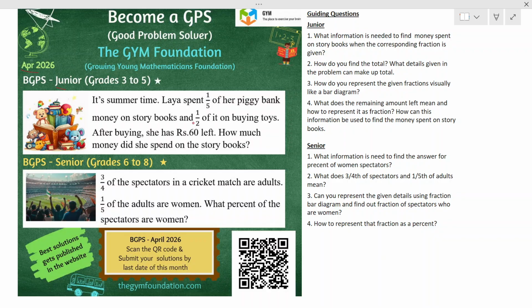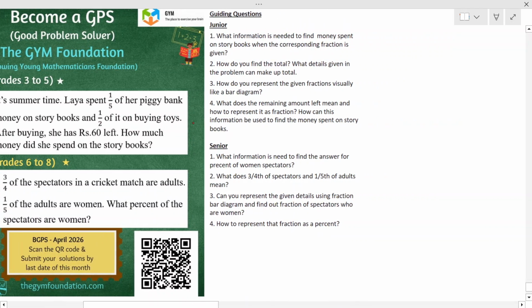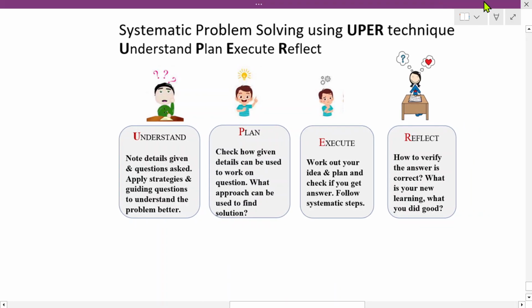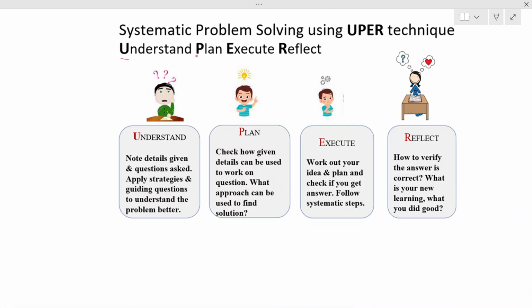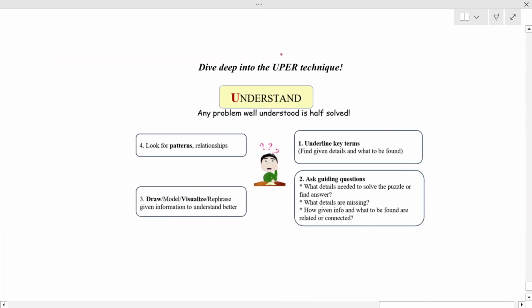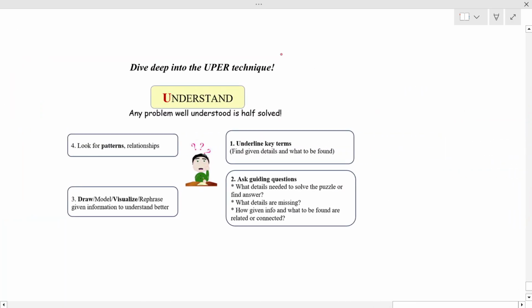Young students can learn the art of problem solving by following the research-proven four-step framework of the Hooper technique, where U stands for understand, P for plan, E for execute, and R for reflect. There are different ways that you can understand a problem, because understanding a problem well helps you solve it quickly, and it takes you into problem solving in a well-structured way.